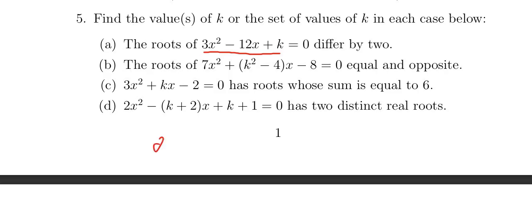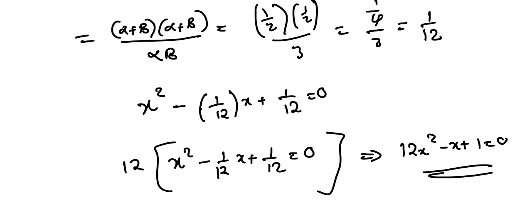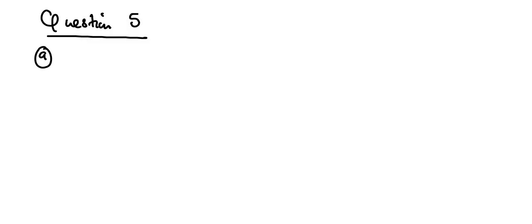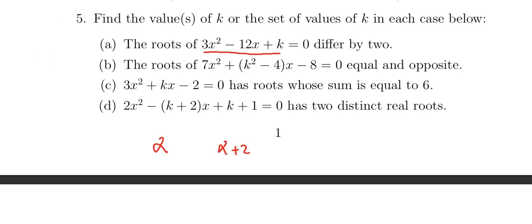So meaning if one is alpha, the other one will be alpha plus 2. It's either bigger by 2 or less by 2, right? And you know to say the sum. So I'll do the first one. So question 5a, they're saying these expressions differ by 2. The roots of this differ by 2.